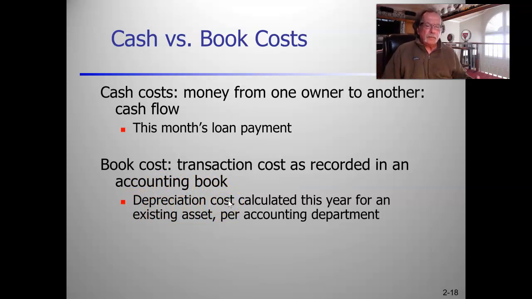From a stock market perspective, most people look at book costs. They look at the income statement. But from a decision-making perspective, cash is king. So I'm going to treat this class from a decision-making perspective for project justification, and we're going to assume cash is king. I'm going to talk about the impact of depreciation, but we're not going to be looking at book costs.